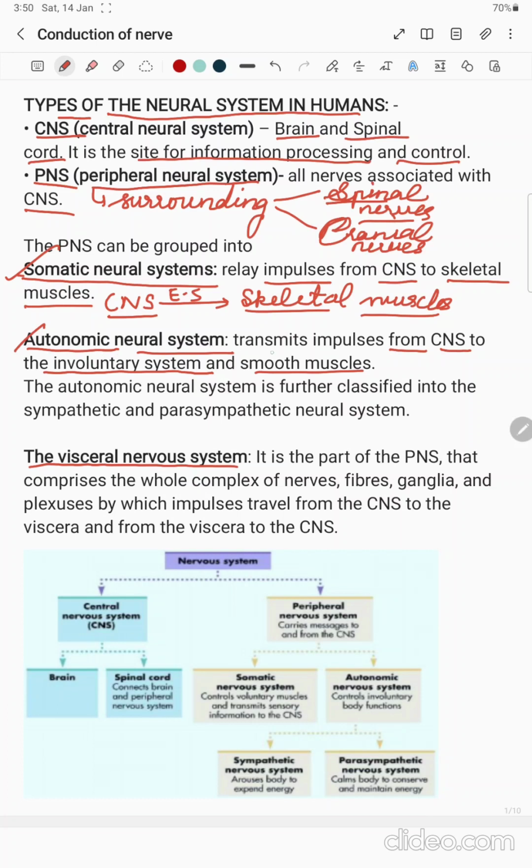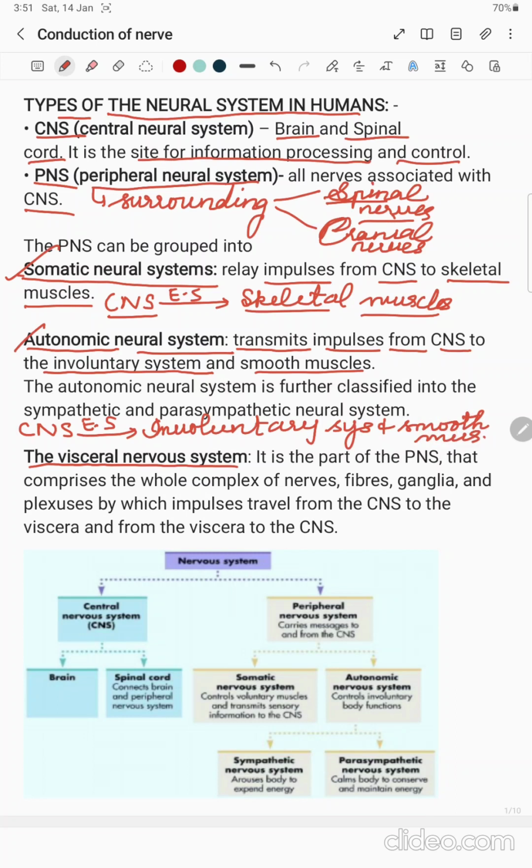So this autonomic neural system is transmitting impulses in the form of electric signals from the central nervous system to the involuntary system and smooth muscle. The muscles which cover most of our organs are the smooth muscle. So what is the autonomic neural system? It transmits electric signals in the form of impulses from the central nervous system to the involuntary system and smooth muscles. This is called the autonomic neural system.